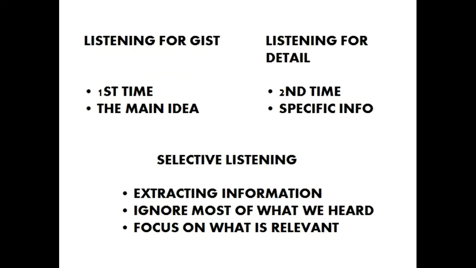Now, let's identify 3 types of listening. The first one, listening for gist. For example, when students listen to an audio for the first time and they just focus on the main idea. Now, listening for detail. In this part, students would have listened the second time or the third time to an audio, and then they will focus on specific info.